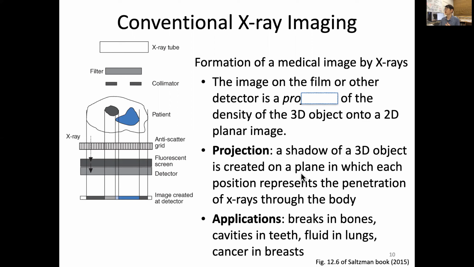So the image on the film or other detector is a projection of the density map of the 3D object, but we are looking at only a 2D planar projection. The projection is a shadow of a 3D object, created on a plane in which each position represents the penetration of X-ray through the full body. And this simple two-dimensional projection has been very useful. The applications include breaks in bones, cavities in teeth, fluid in lungs, and even cancer in the breast.